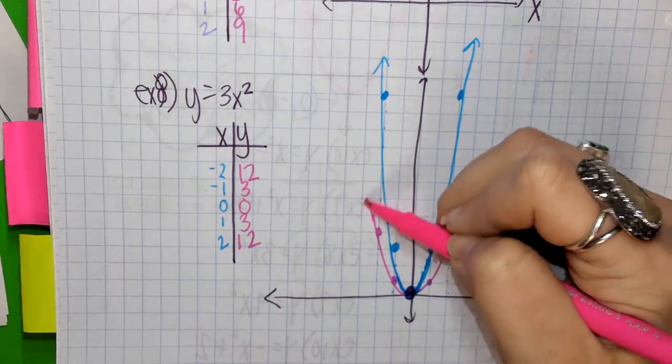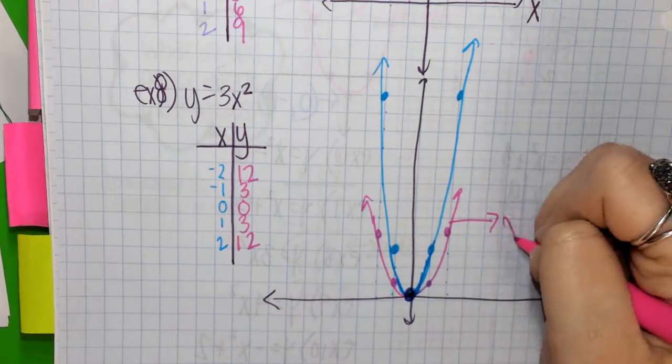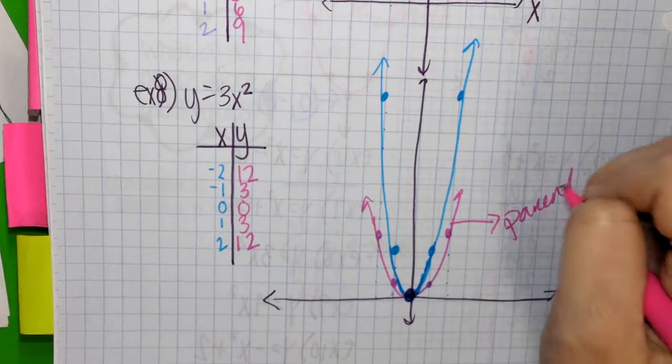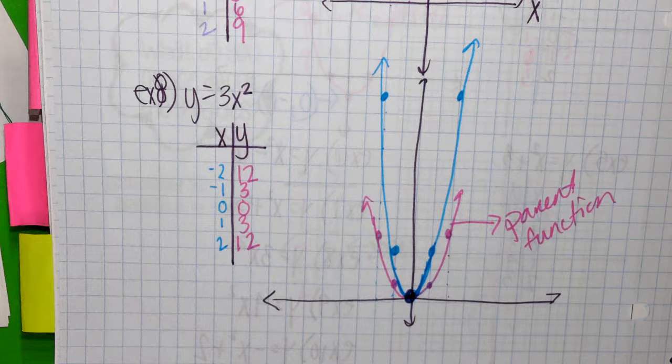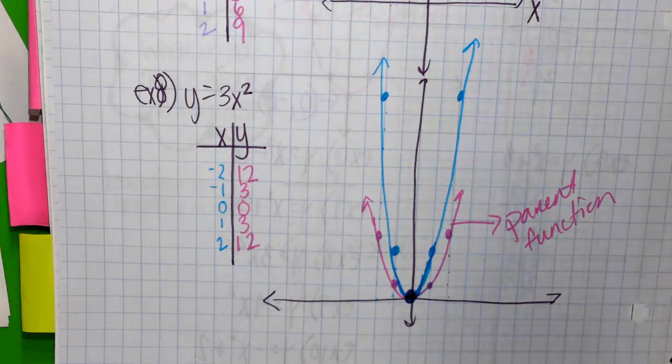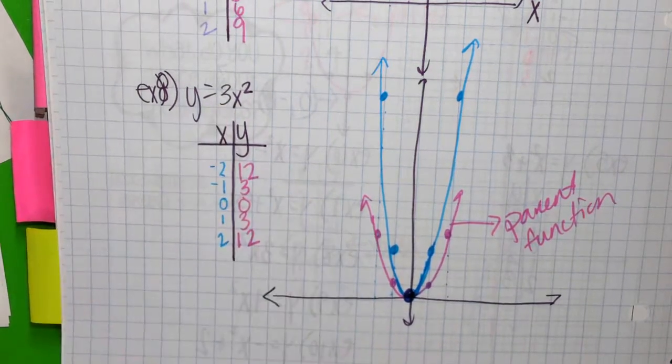What did it do from our parent function? This is the parent function. What did our blue graph do? It got skinnier. It stretched it, right? So when you multiply by a whole number, it stretches it.